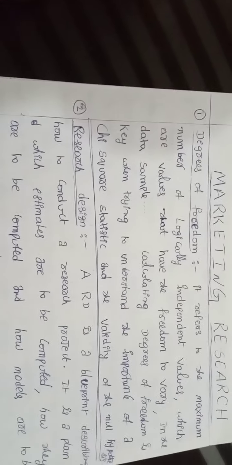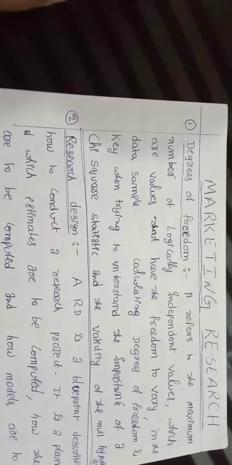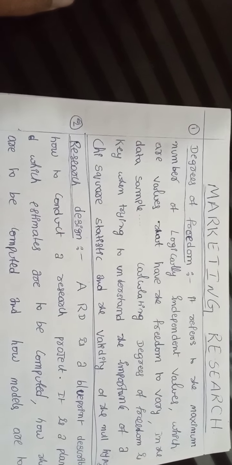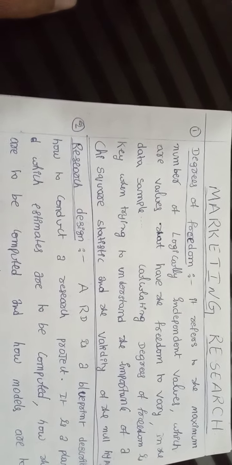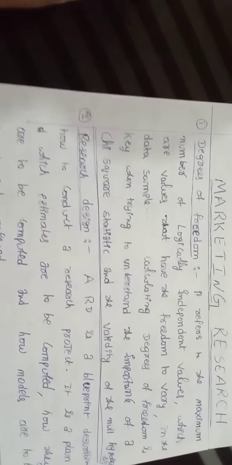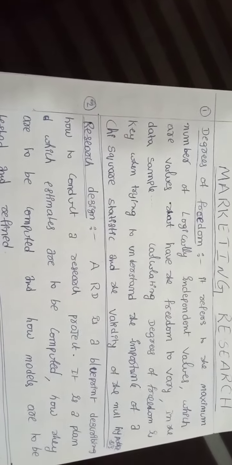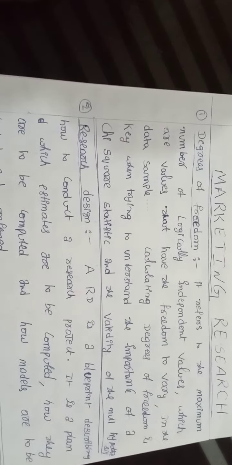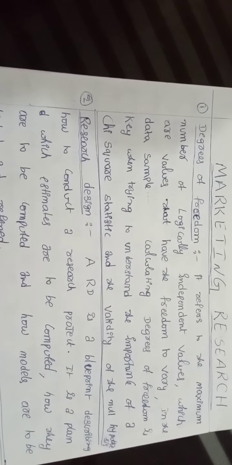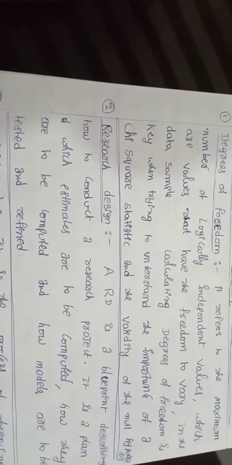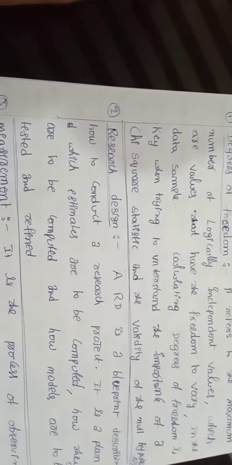Once I read the question, it refers to the maximum number of logical independent values, which are values that have the freedom to vary in the data sample. Calculating degree of freedom is key when trying to understand the importance of chi-square statistics and validity of the null and alternative hypothesis.